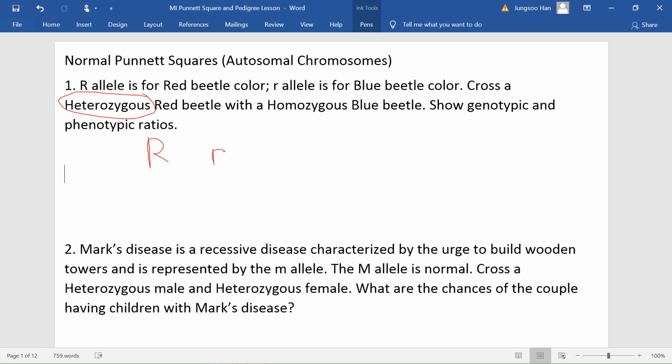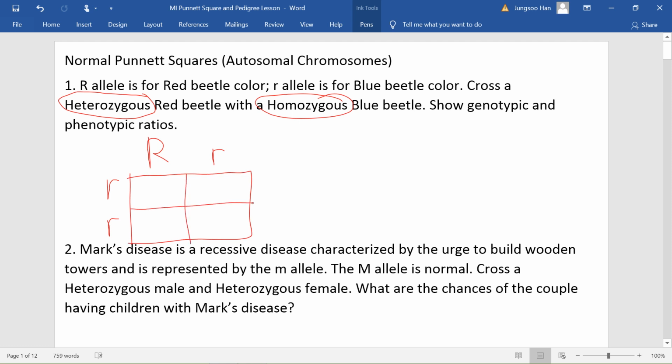Okay, and then homozygous right here means to have two of the same alleles. In this case, since they're blue in color, it has to have little r and little r. Okay, and then we're going to draw our Punnett square since we're crossing these two individuals.